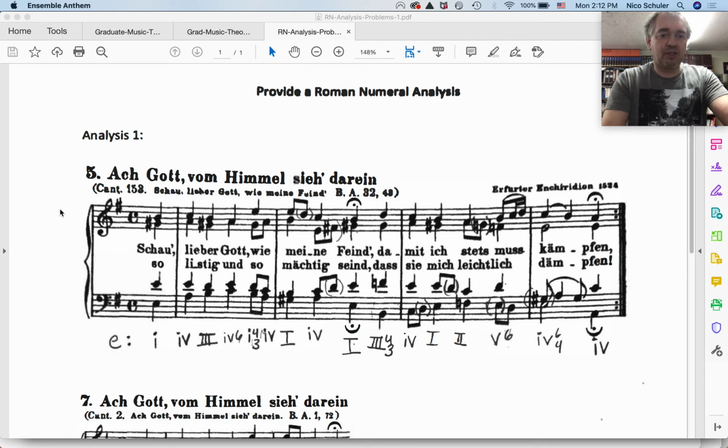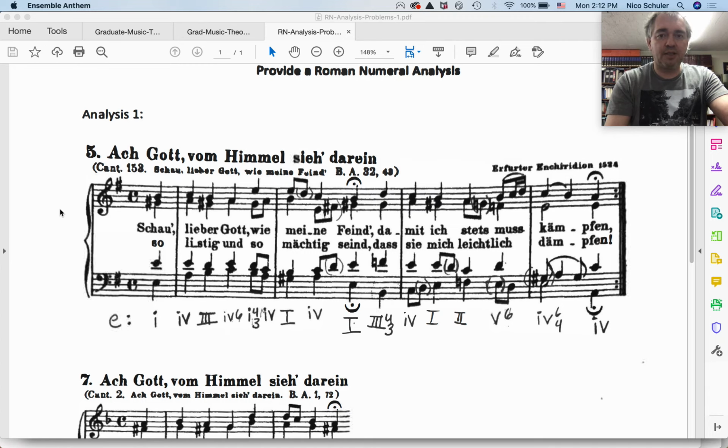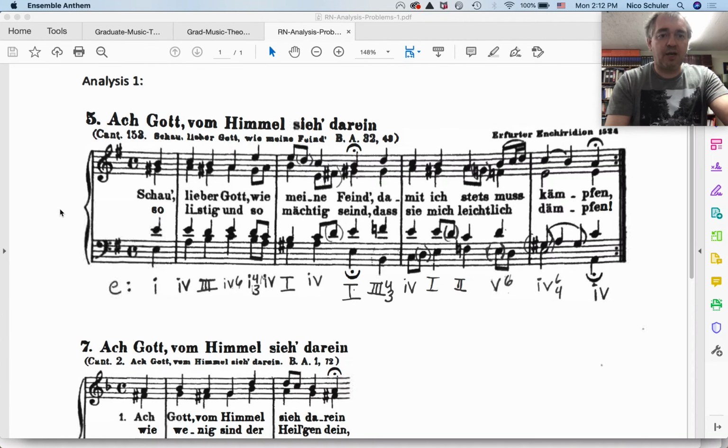So for example, let's say I were to analyze this particular piece in the key of E minor. This is actually a student solution. If we start in E minor, then of course this would be an uppercase Roman numeral, so it's actually an E major chord and so on.